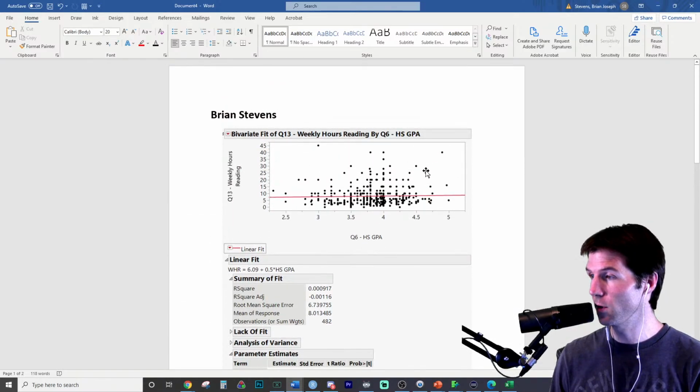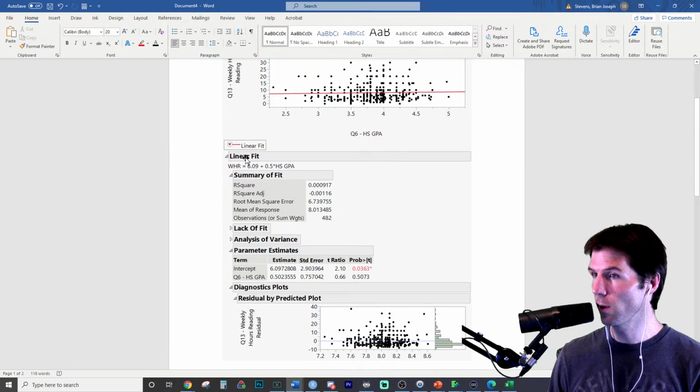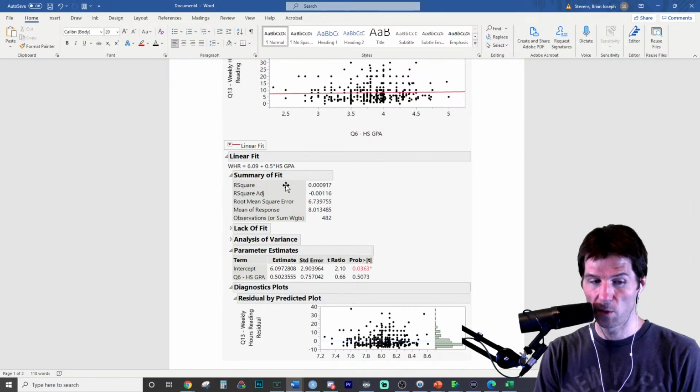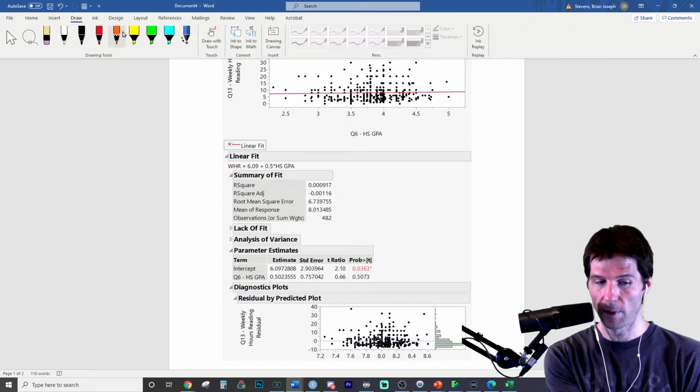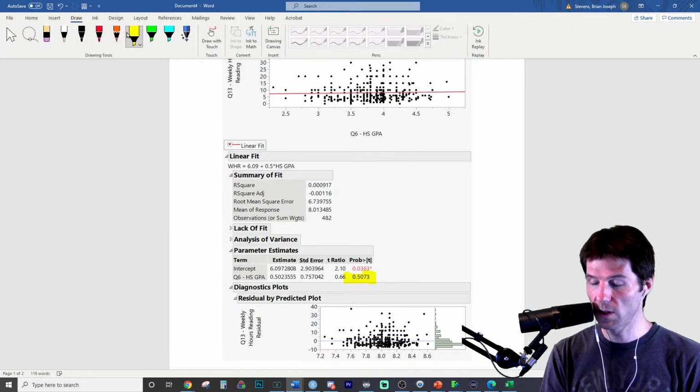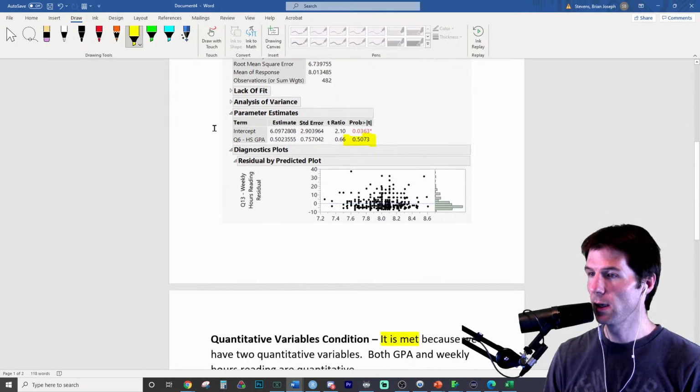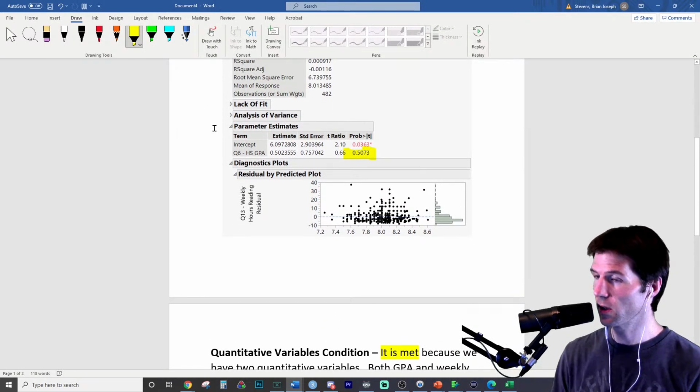You need to make sure you have your scatter plot. You need to make sure you have your summary right here with your model in here. This is not your model, but it should look something like this. And then you need to have the parameter estimates down here. Very important, where you have the significance down here at the bottom. So this is where the significance is at. And also make sure to include the diagnostic plots with the residuals down here.